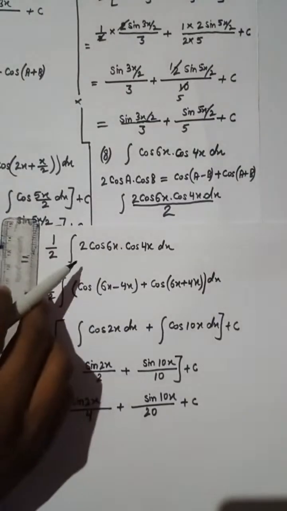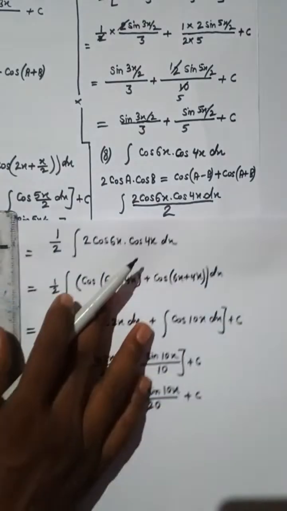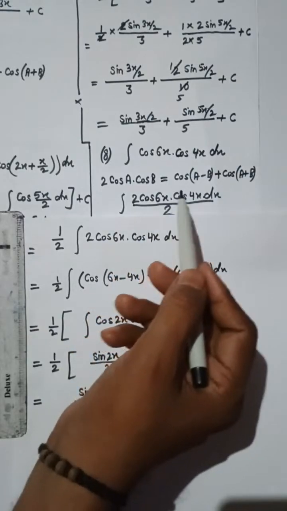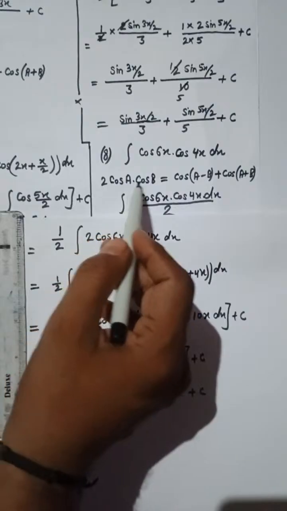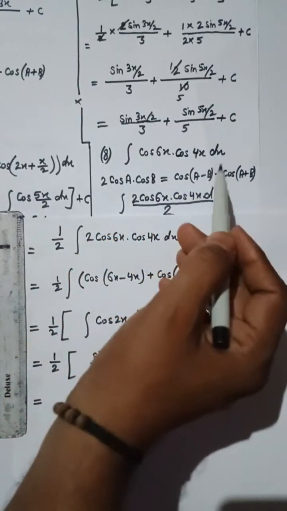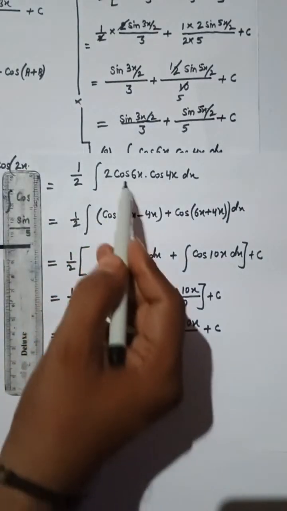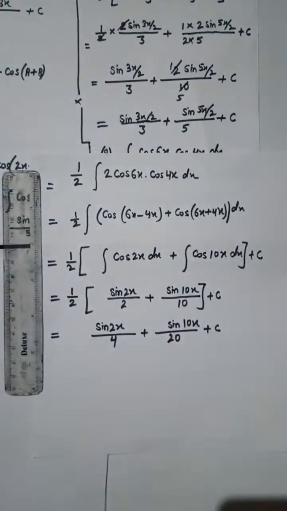Yes, let's move. Now what I have done here, based on this formula, 2 cos 6x into cos 4x into dx. We know that 2 cos a into cos b is what? Cos(a minus b) plus cos(a plus b). And here I have used 1 by 2 [cos(6x minus 4x) plus cos(6x plus 4x)] into dx.